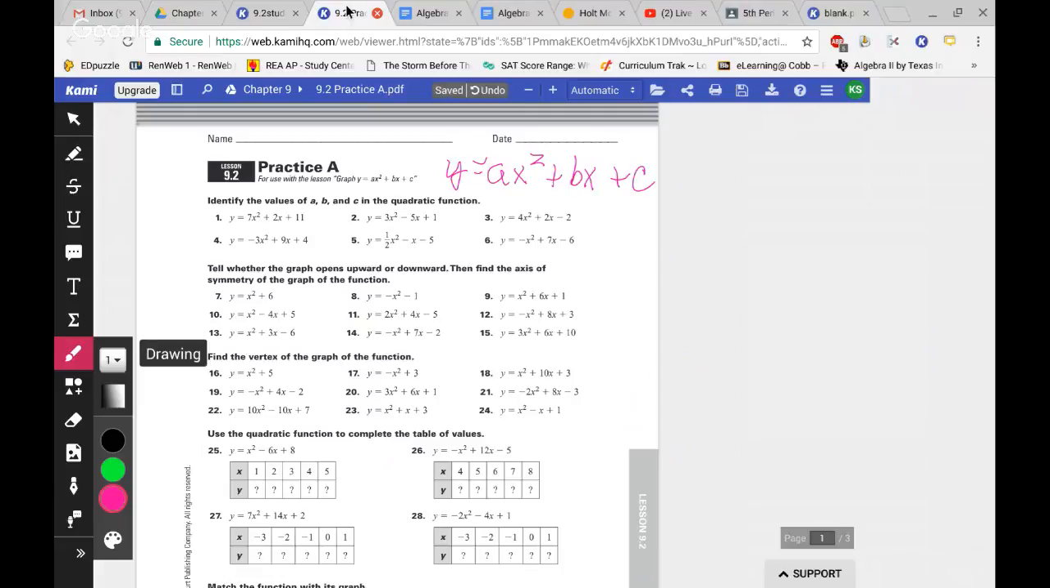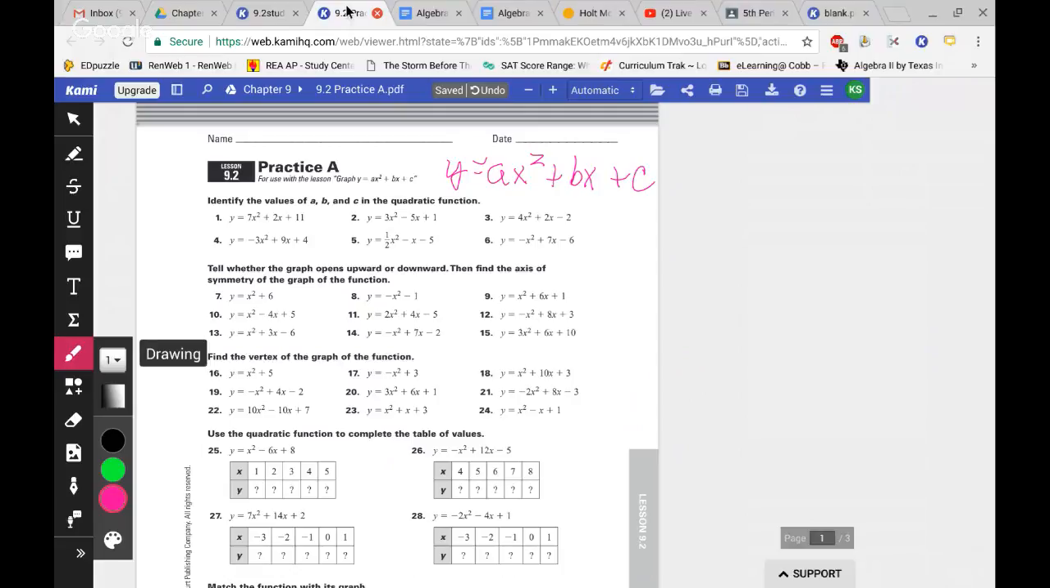I was able to do that. Okay. So for number one, you had A equals 7, B equals 2, and C equals 11. You don't put the X with it. You just put the coefficient all by itself. Does that make sense? Yes, ma'am.